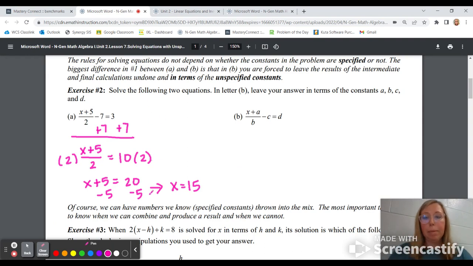Okay, so review the steps that were solved here for exercise 2A. We added 7 to get that out of the way, and then to clear out dividing by 2, we multiply by 2. And finally, to get rid of plus 5, we subtract 5 to get x equals 15. Those same steps can be applied even when we don't have actual numerical values. So again, on part B, we are solving for x. We're going to do that by getting rid of A, B, and C in the appropriate order.